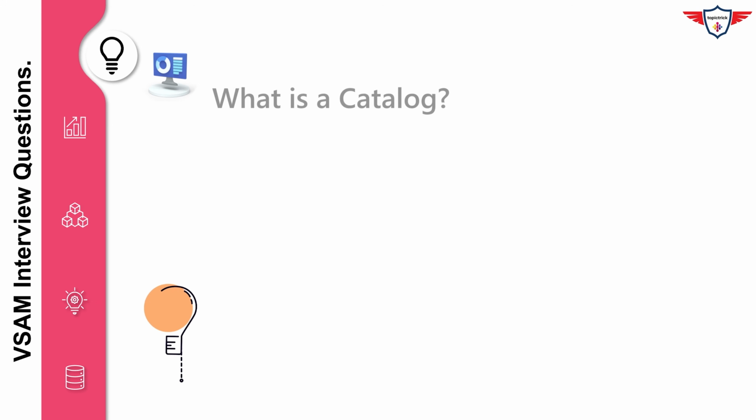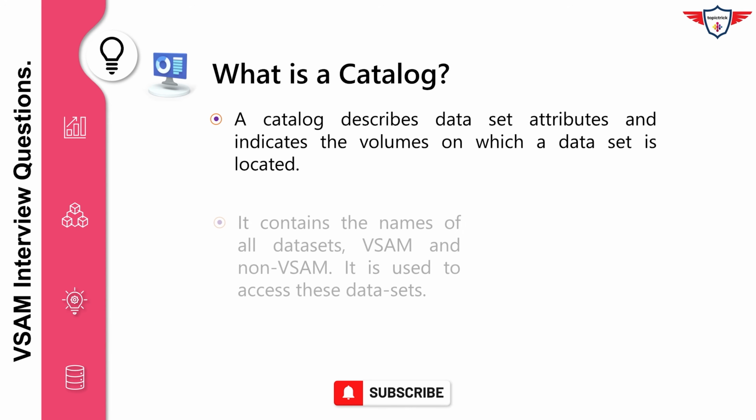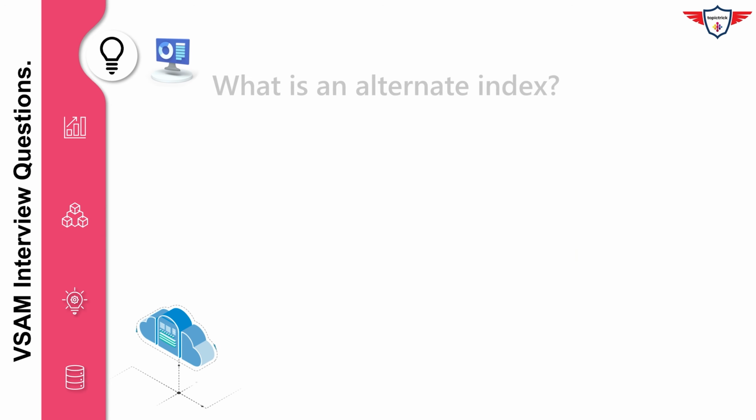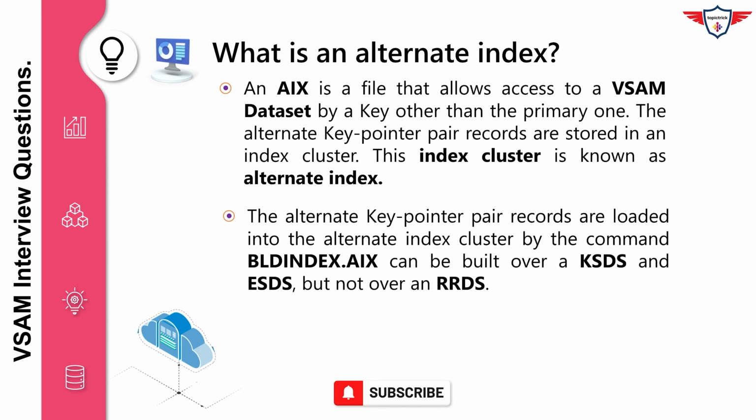What is a catalog? A catalog describes data set attributes and indicates the volumes on which a data set is located. It contains the names of all datasets, VSAM and non-VSAM. It is used to access these datasets. What is an alternate index? An AIX is a file that allows access to a VSAM dataset by a key other than the primary one.